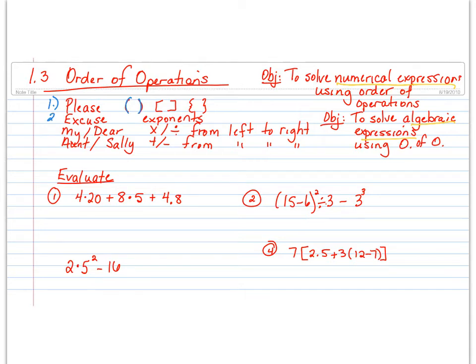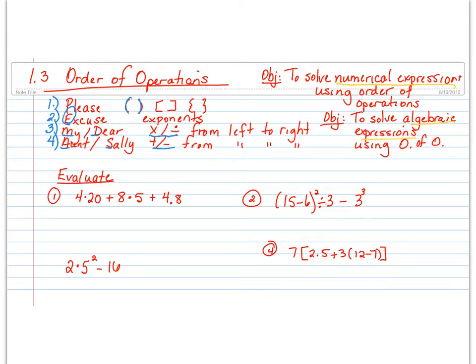After you've cleared all parentheses, please excuse, the E stands for do any exponents. The third step after you clear those is my dear, which is multiply and divide from left to right, the way we read a book. After you've done parentheses, exponents, and multiplied and divided, the very last step is Aunt Sally, which is add and subtract from left to right. Now you're going to get so excited about doing these problems that you are going to add and subtract first, and that's not what we're going to do.